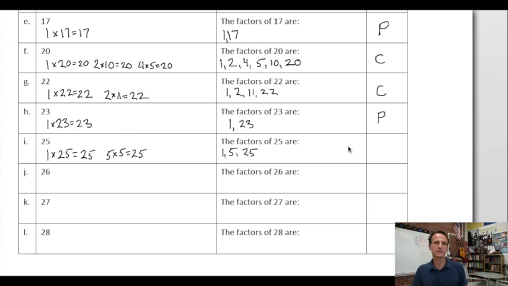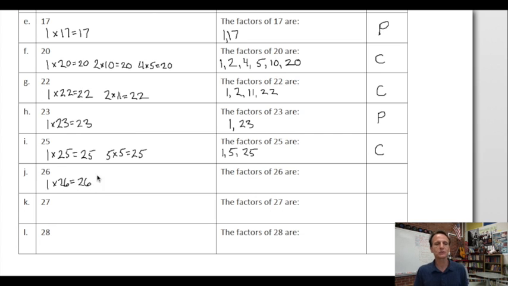So is that prime or composite? Okay, yeah, because it has more than just 1 and itself as factors there. We have that 5 as well. It's definitely composite. Good.